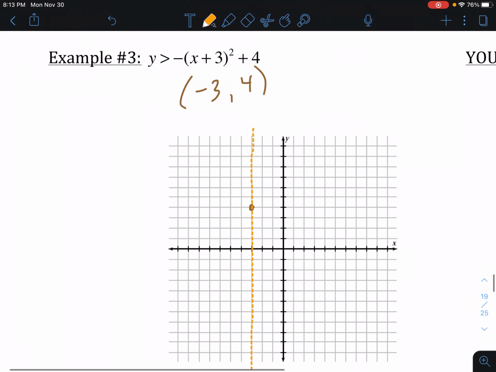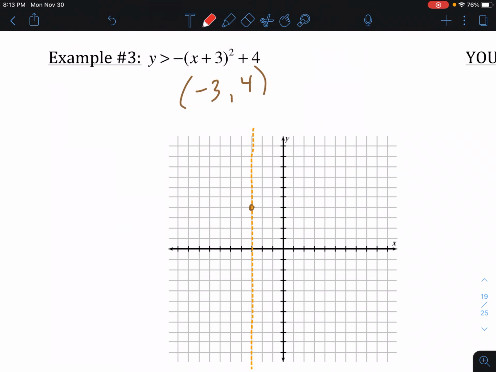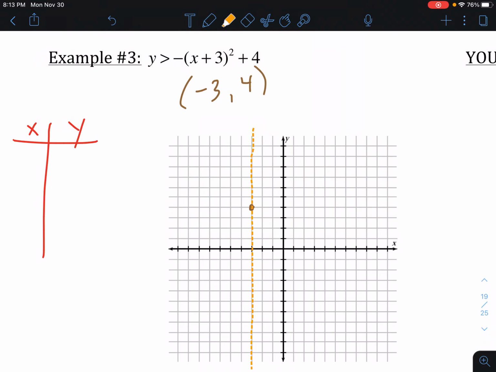Now what we need to do is get our x value table, x, y. All right, what x value should I choose? So here's -3. So 3 numbers after -3 are -2, -1, and 0. So now I'm going to use my formula and find the matching y values. So let's start with the -2.